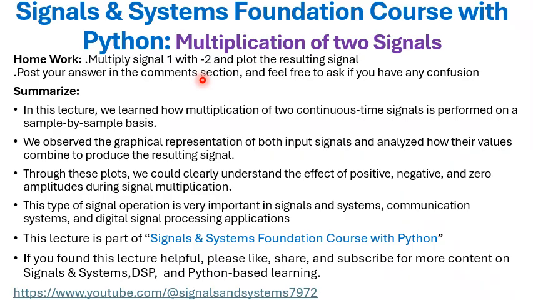As far as homework is concerned, multiply signal 1 with -2 and plot the resulting signal. Post your answers in the comment section and feel free to ask if you have any confusion.